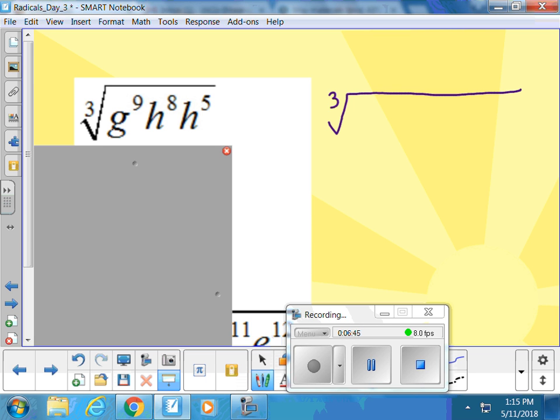What is 9 divided by 3? 3, with no remainder, right? So 3 G's will get out front, and none will remain inside.